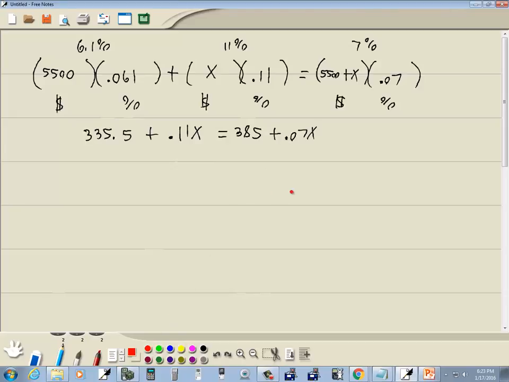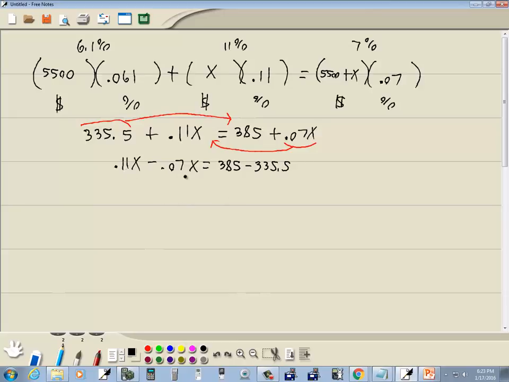Now we're solving for X, so I want to get everything with X on one side and numbers on the other. So I'll take this 0.07X to the left side and this 335.5 to the right side. Remember, when you take anything across your equals, your sign changes. So the 0.07X becomes a negative 0.07X. The 335.5 becomes a negative 335.5.